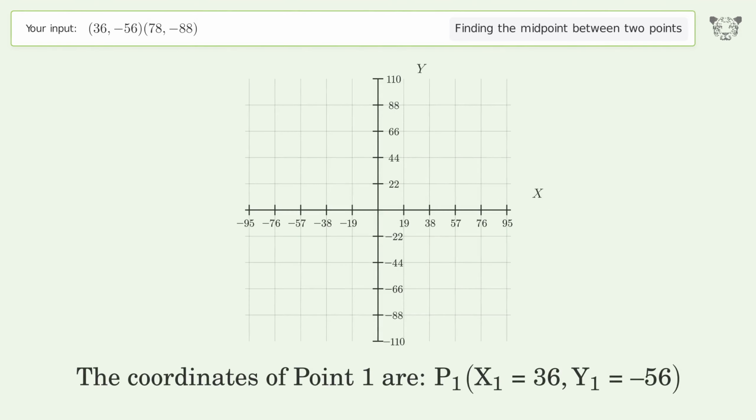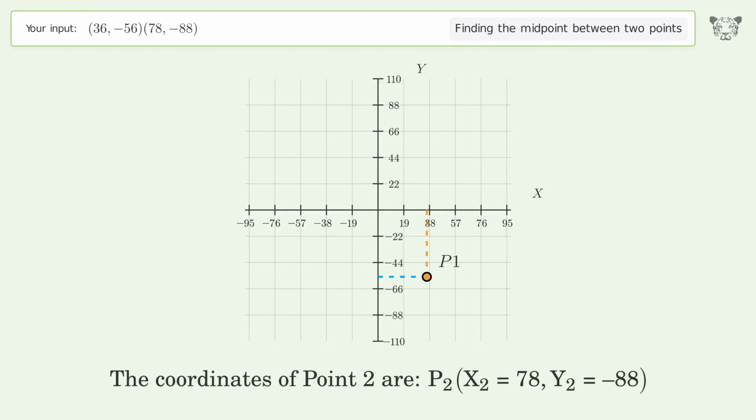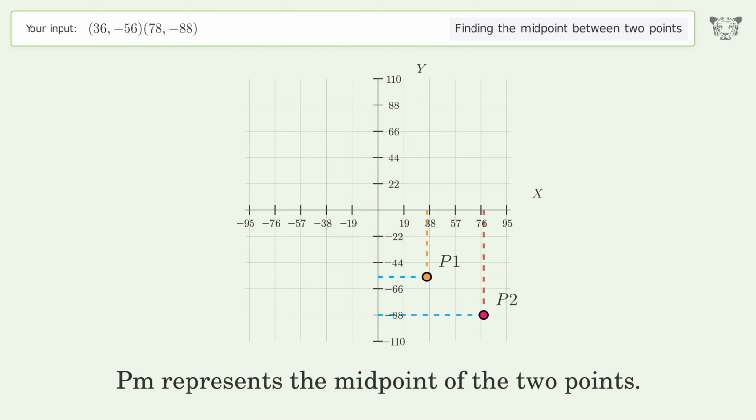The coordinates of point 1 are x1 equals 36, y1 equals -56. The coordinates of point 2 are x2 equals 78, y2 equals -88. PM represents the midpoint of the 2 points.